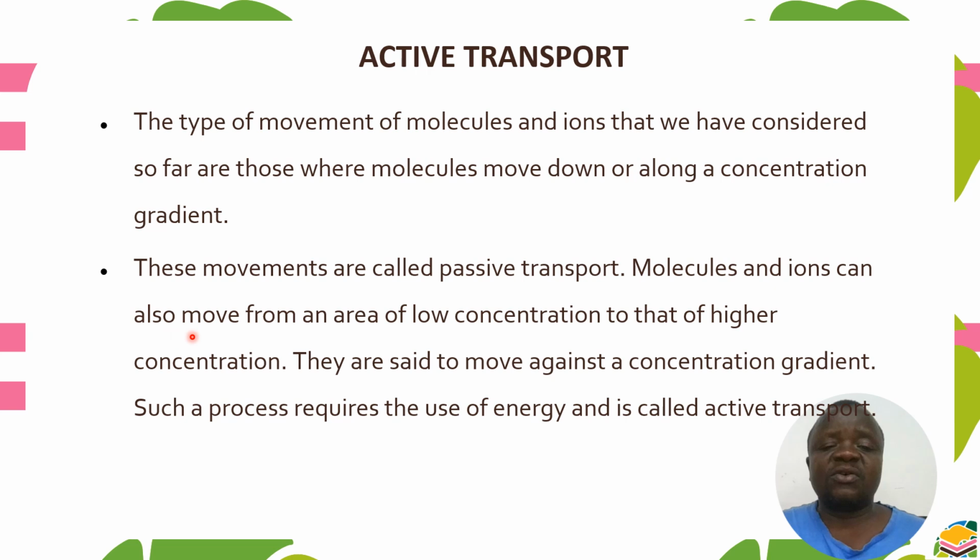Molecules and ions can also move from an area of low concentration to that of higher concentration. So they are said to move against the concentration gradient. Such a process requires the use of energy and is called active transport. So in active transport, the ions and molecules move against the concentration gradient, which requires a lot of energy. Expenditure of energy is required to transport the needed materials.